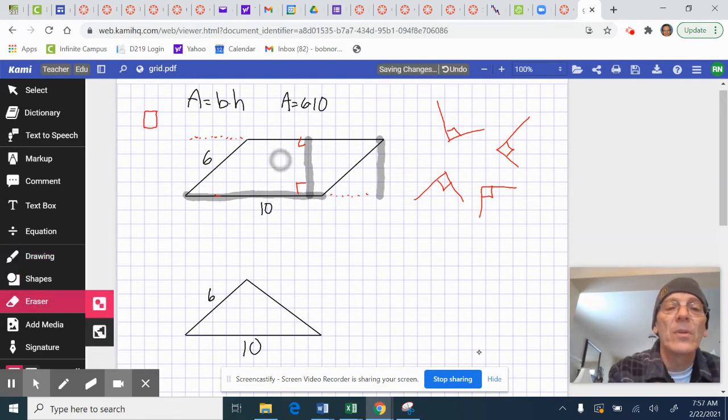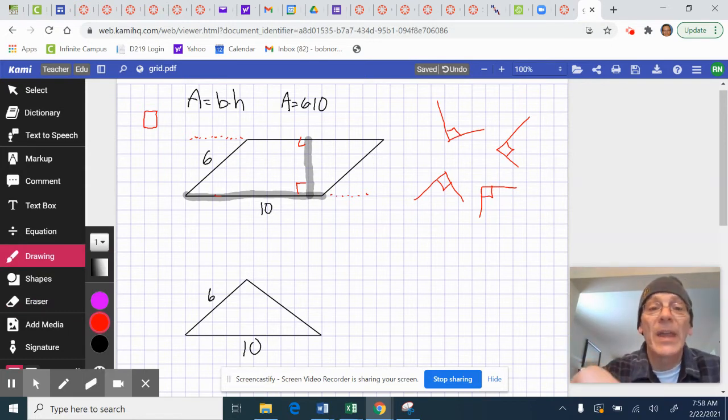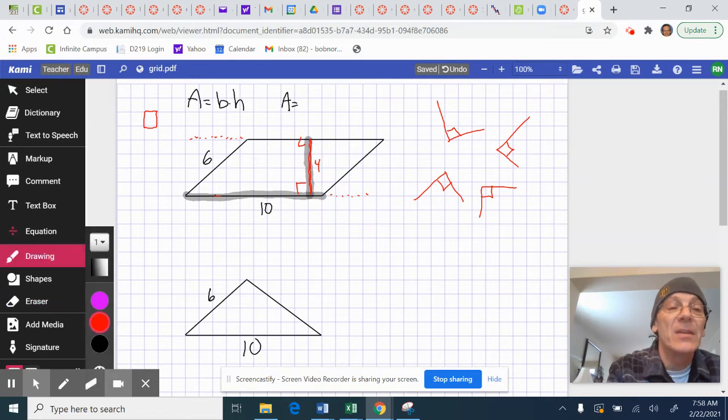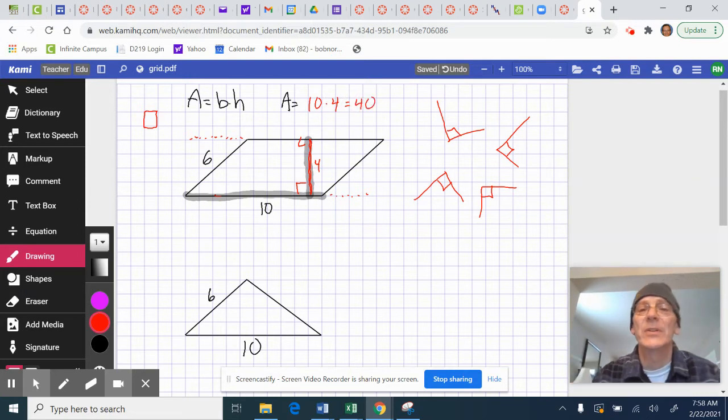But now let's just look at one of those locations and see how long that height is. From here to there, that's 1, 2, 3, 4. That's the height. And so the area of this parallelogram is not 6 times 10, but rather the base 10 times the height 4 is equal to 40 square units. And we were coming pretty close to 40 as we were counting up those squares, right?